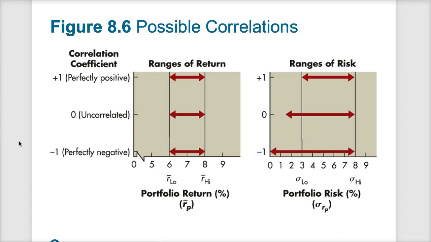So here we have ranges of return. If we look at perfectly positive, perfectly negative, and uncorrelated, between 6 and 8%, this would be the average return of the portfolios. If we look at portfolio risk, the standard deviation, the risk is the smallest for perfectly positive, compared to uncorrelated and negative, as far as the range of possible correlations.